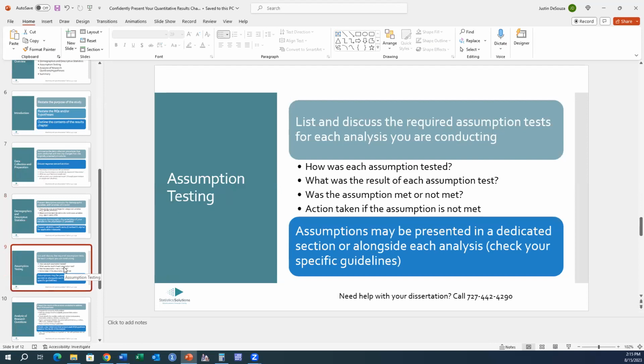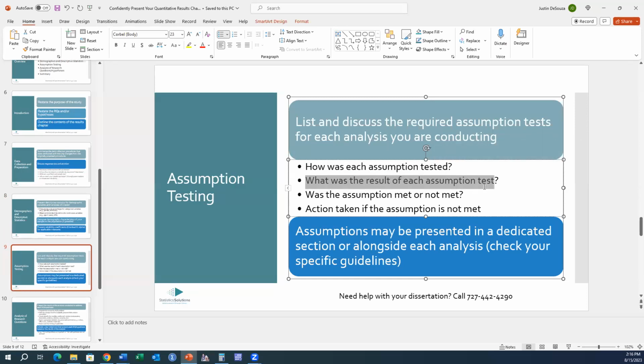Then you can go into assumption checking. So every statistical analysis, most parametric analyses, I should say, have assumptions that you should check before you run your primary analysis. So things like normality, homogeneity, and variance. So you want to discuss how was each assumption tested? What was the result of that assumption test? Was the assumption supported or not supported? And what action did you take if the assumption was not supported?